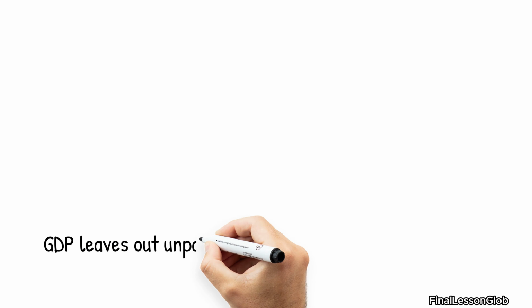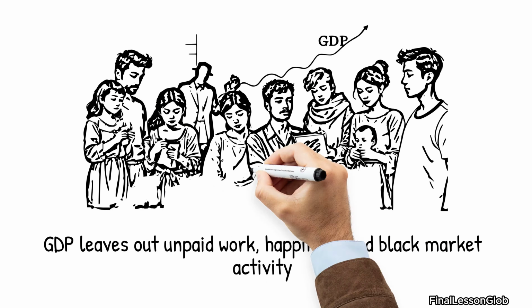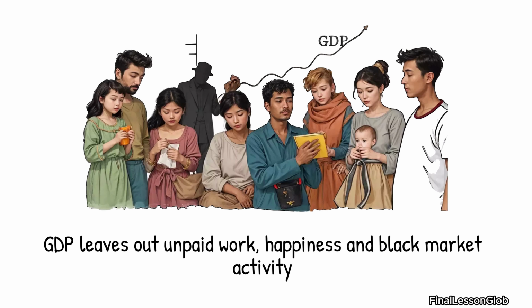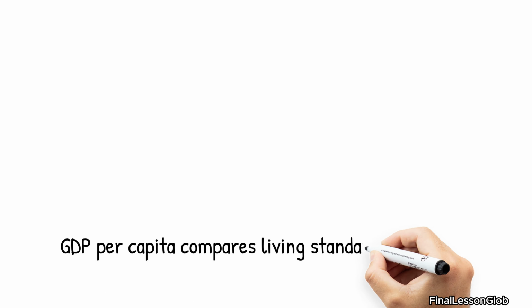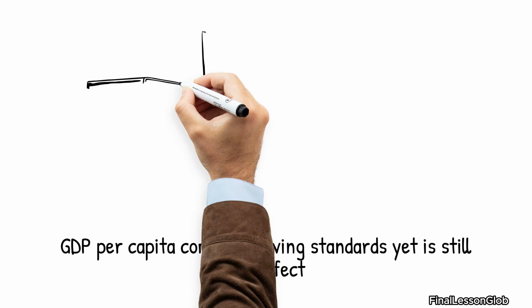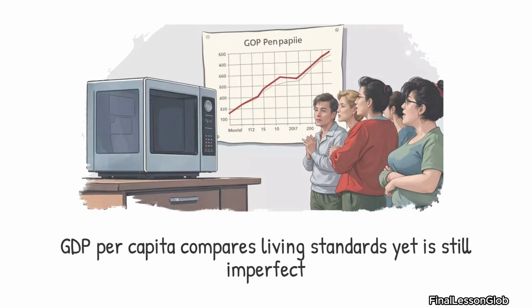But don't get too excited about GDP. It doesn't count unpaid labor or black market activity or whether you're happy or if the GDP came from selling weapons to toddlers, which is why some people prefer GDP per capita. GDP divided by population to compare living standards. Still flawed, still useful, like a microwave with no door.